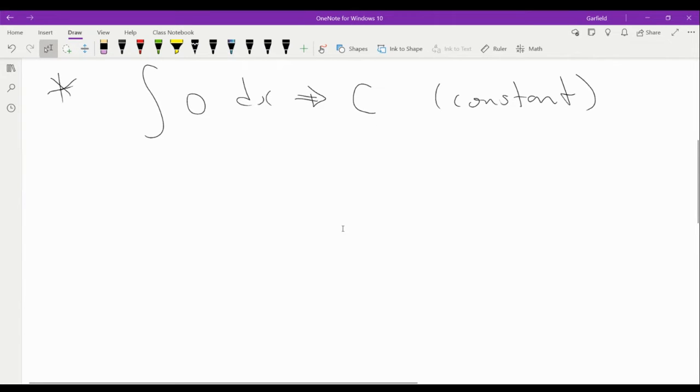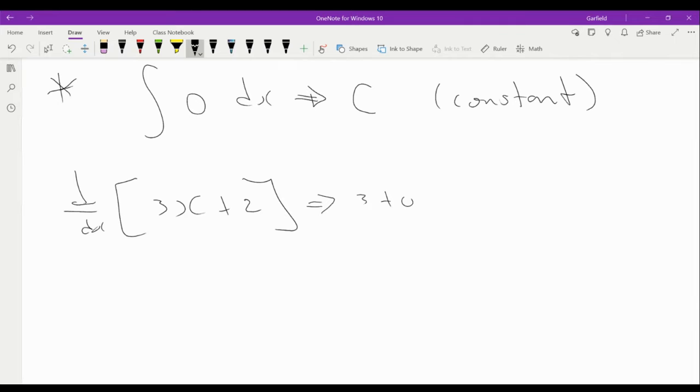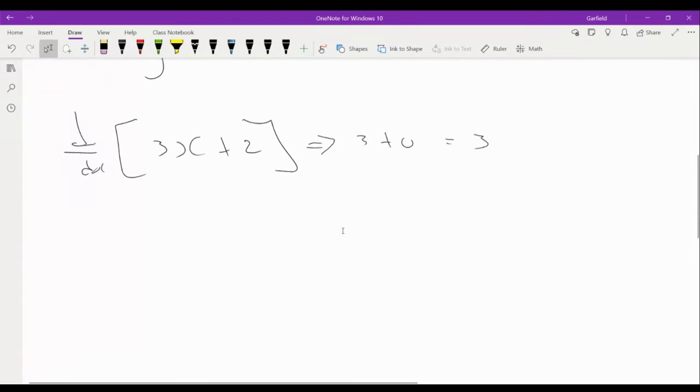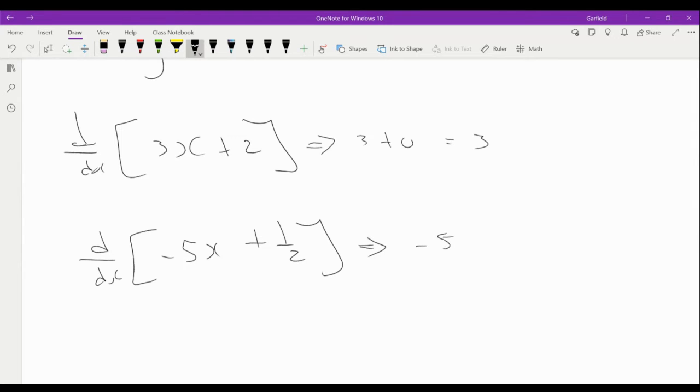Now let's look at d by dx of 3x plus 2. What's the derivative of that? It's 3. And it's actually 3 plus 0, you agree? Now d by dx of -5x plus 1/2 is -5 plus 0, which is -5.